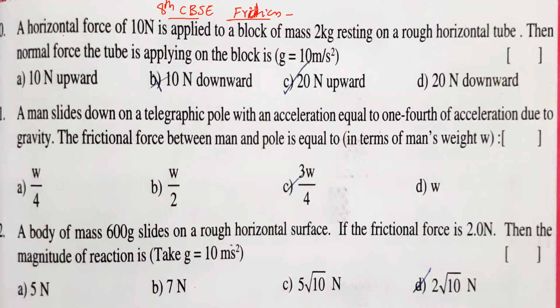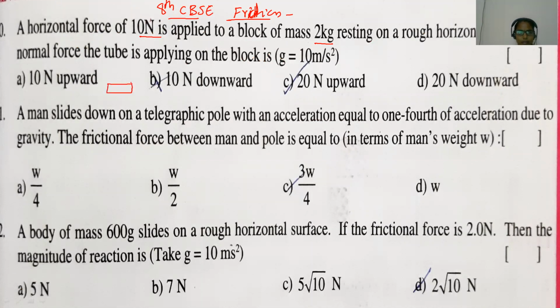Here the question is, a horizontal force of 10 newtons is applied on a block of 2 kg resting on a rough horizontal table. Then the normal force on the block is? We need to calculate the normal reaction, children. Just a second. See, I'll write here. The normal reaction formula is, children.